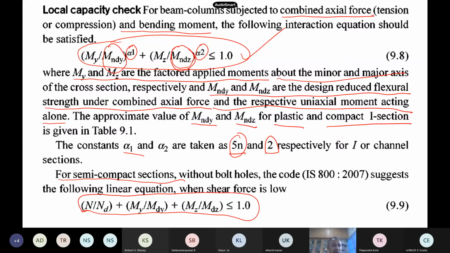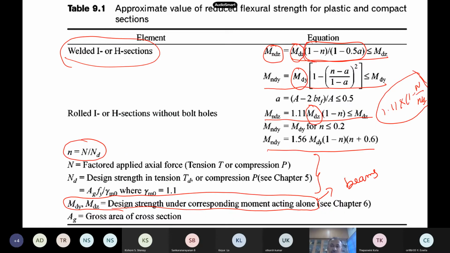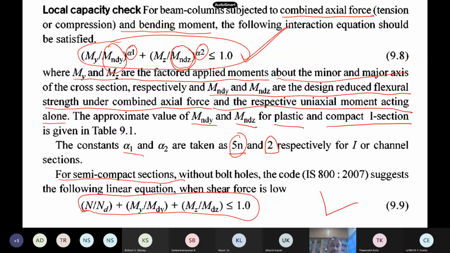This is for semi-compact, but if it is a compact section, say compact and plastic section, you have to use this expression, because you are going into the plastic range. That non-linearity and other things come in, as we have seen in the stress-strain curve. What is meant by semi-compact we have already seen. So here, compact and plastic, because you are going into the non-linear range, this correction you also have to apply for your bending moments. If it is semi-compact, you use this.